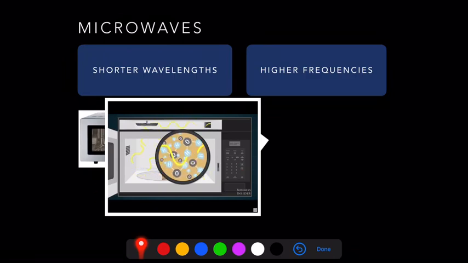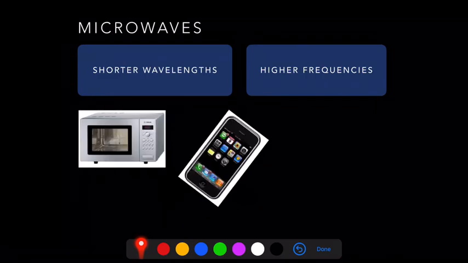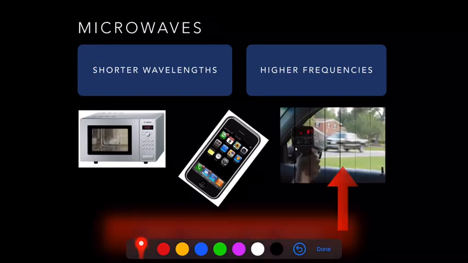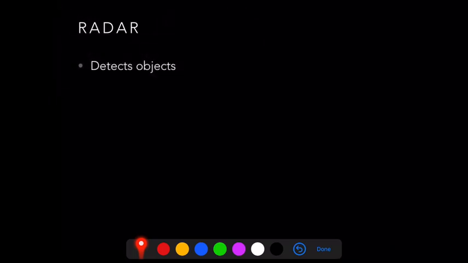And in cell phones, microwaves are also used. They are converted from electrical signals to microwaves to go around the space until they get to another cell phone. Also, radars use microwaves. Radar stands for radio detection and ranging. And these radars are used to detect objects.